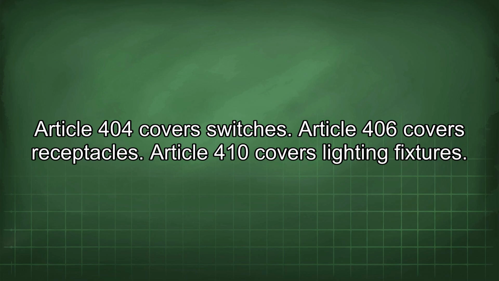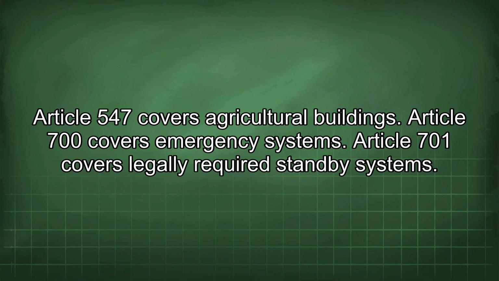Article 410 covers lighting fixtures. Article 547 covers agricultural buildings. Article 700 covers emergency systems. Article 701 covers legally required standby systems.